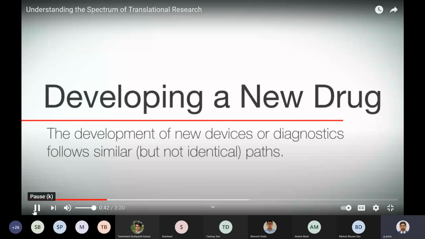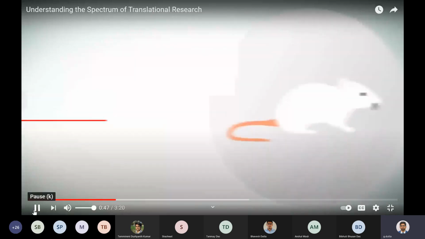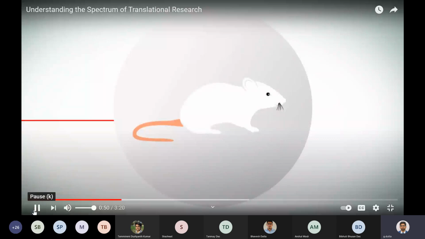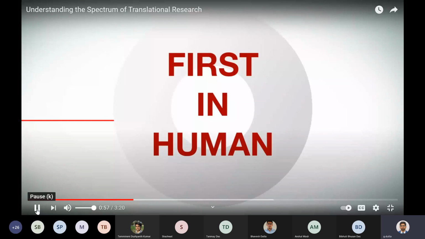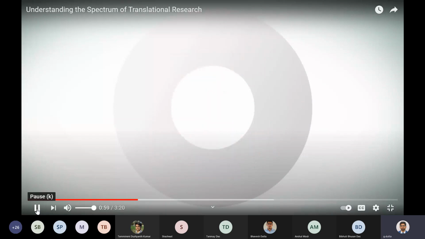Scientists spend years in laboratories testing a new treatment using animal models. This is sometimes referred to as T0. If the treatment shows promise, researchers will give the drug to humans for the first time. This step is the first phase of clinical and translational research, called T1 research.